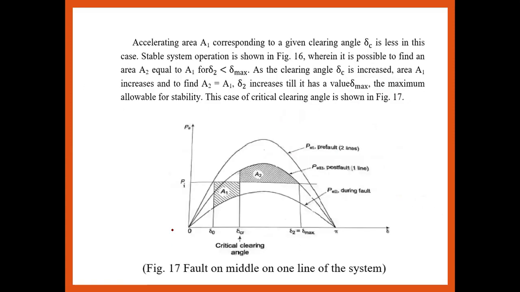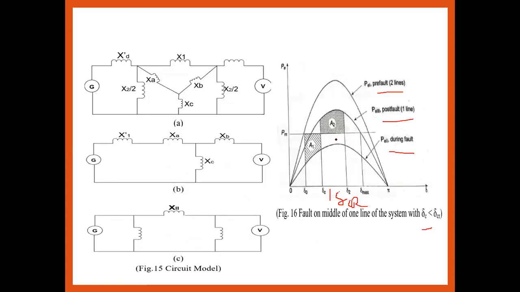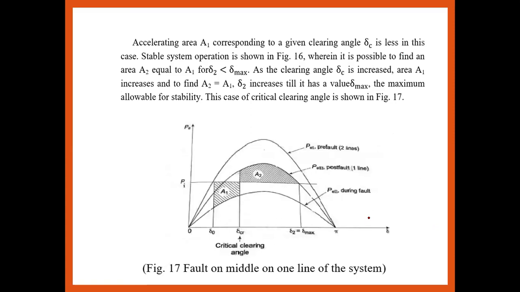Okay, so the accelerating area A1 corresponds to the point given, critical angle delta C is less than in this case. Means what? That delta C should be less than the critical clearing angle. So for the stable operation, delta C, that is delta 0, acceleration should be possible for delta C less than what? Delta CR. Delta C, the critical angle, should be less than delta CR. Delta C less than delta CR means that it is possible to find the area equal to the area A1.